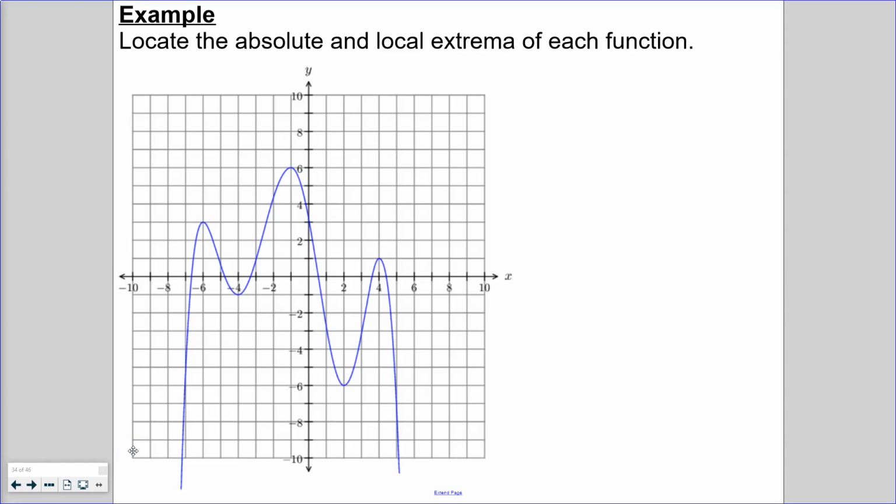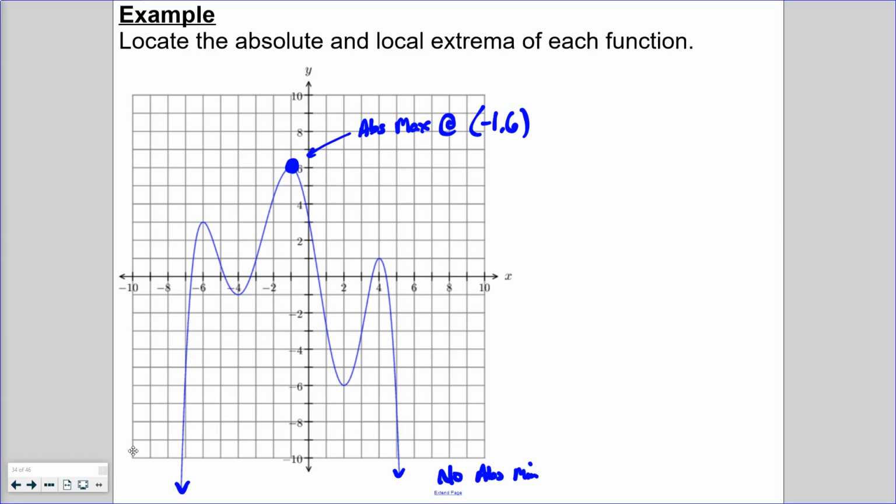And we can see here that at x equals -1, y equals 6, this is the highest point on the function. So that means we would have an absolute max at the point -1, 6. Now, as we can see, our end behavior on both sides goes towards -infinity, which means that there is no absolute minimum value.